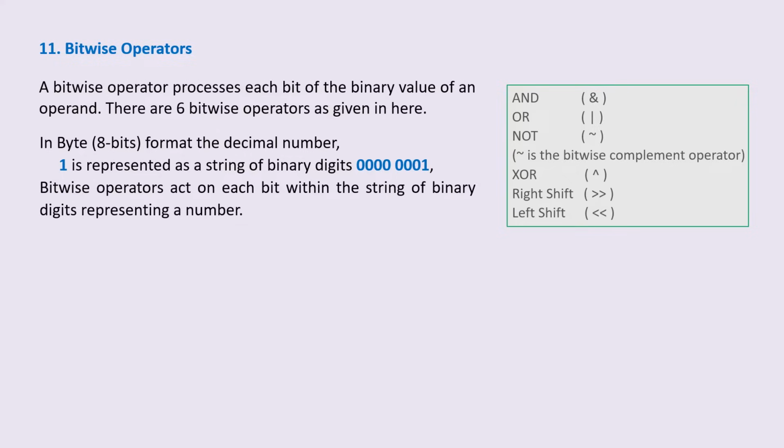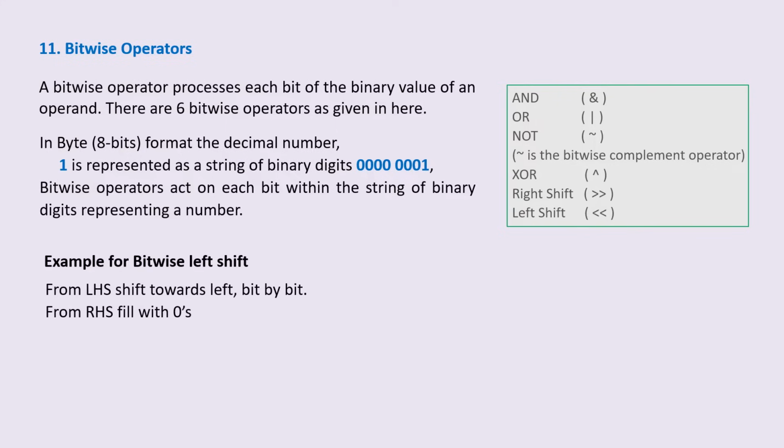Here is an example of the bitwise left shift. The golden rule for a bitwise left shift is, from LHS, shift towards left, bit by bit. And then, from RHS, fill vacant spaces with zeros. So, if integer a equals 2, then cout a, bitwise left shift by 1, would give the output 4. To make it clear, I will now give you a simple visual demonstration.